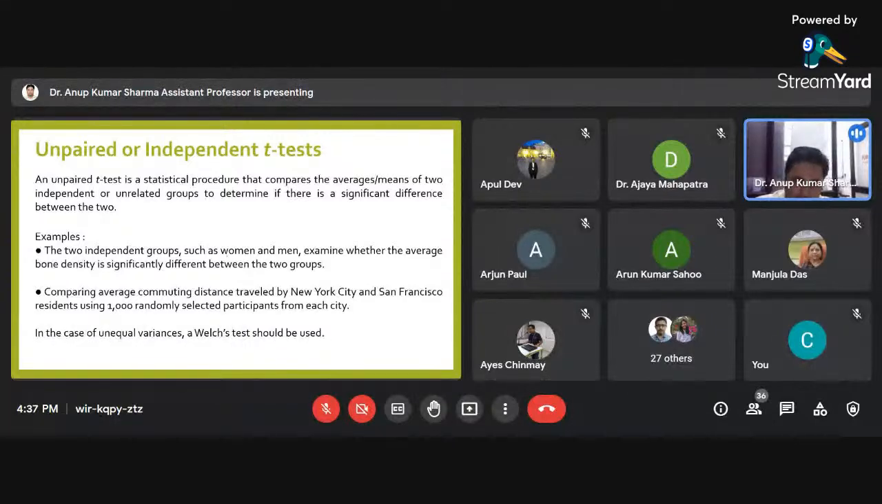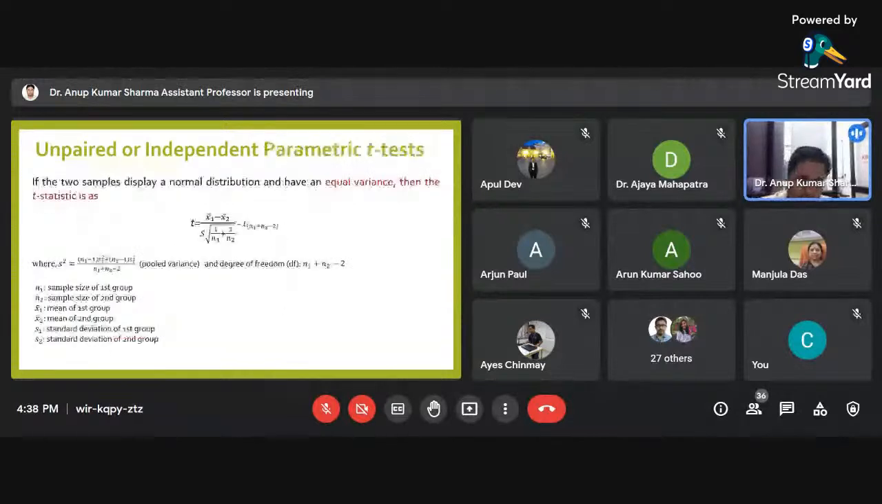Examples are like men and women, or whatever two groups we are talking about, such as buffalo and cow, where we can take the protein level of milk in buffalo and cow. This is the case when the variances are equal. When variances are unequal, we take the Welch test. These are the parametric tests.